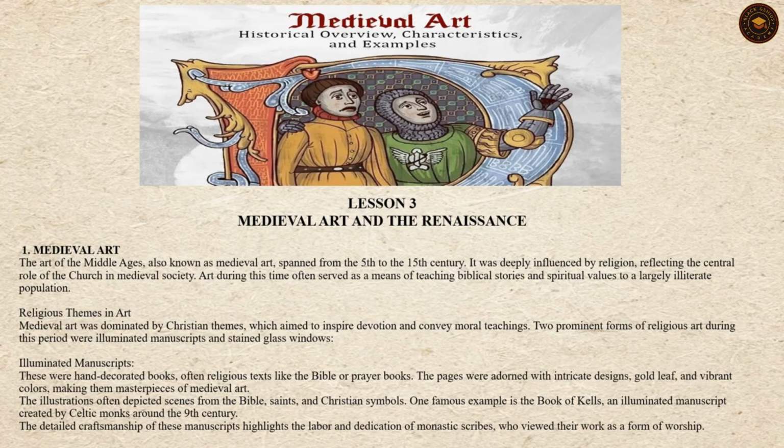Two prominent forms of religious art during this period were illuminated manuscripts and stained glass windows. Illuminated manuscripts were hand-decorated books, often religious texts like the Bible or prayer books. The pages were adorned with intricate designs, gold leaf, and vibrant colors, making them masterpieces of medieval art. The illustrations often depicted scenes from the Bible, saints, and Christian symbols. One famous example is the Book of Kells, an illuminated manuscript created by Celtic monks around the 9th century. The detailed craftsmanship of these manuscripts highlights the labor and dedication of monastic scribes, who viewed their work as a form of worship.